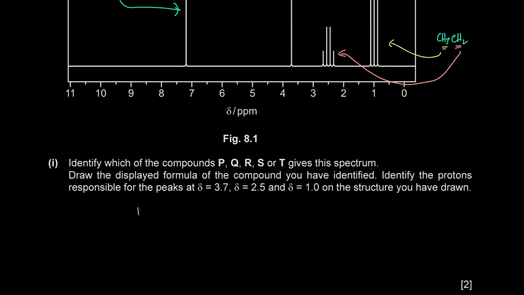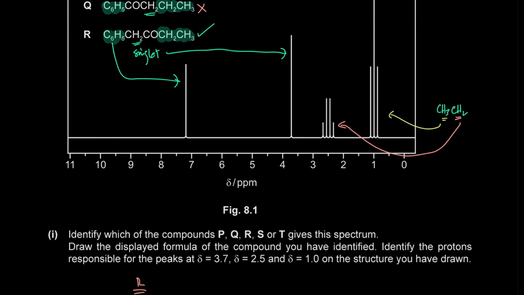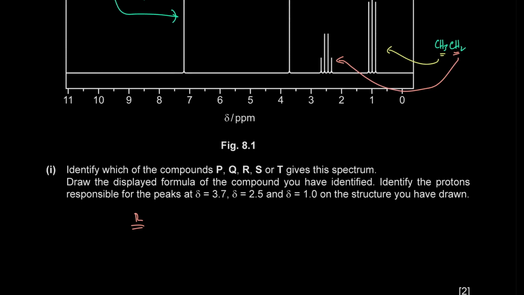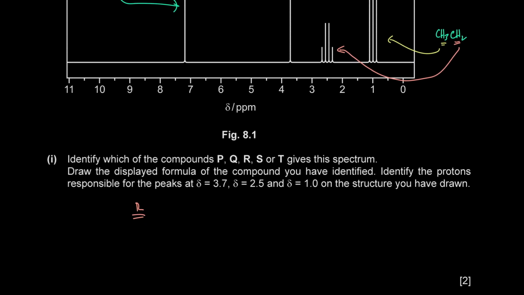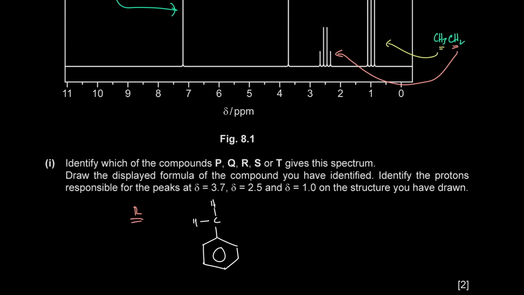We have to draw the displayed formula of compound R. For the displayed formula of compound R, we have C6H5 CH2 CO CH2 CH3. So C6H5, and then we have a CH2 bonded to a CO, bonded to CH2, CH3. We have to draw the displayed formula.